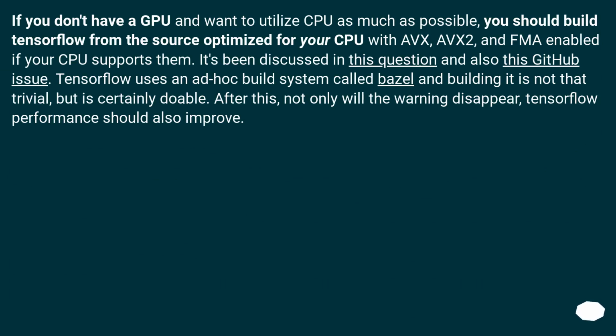If you don't have a GPU and want to utilize CPU as much as possible, you should build TensorFlow from the source optimized for your CPU with AVX, AVX2, and FMA enabled if your CPU supports them. It's been discussed in this question and also this GitHub issue. TensorFlow uses an ad hoc build system called Bazel and building it is not that trivial, but is certainly doable. After this, not only will the warning disappear, TensorFlow performance should also improve.